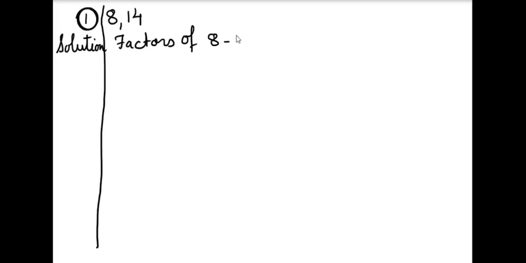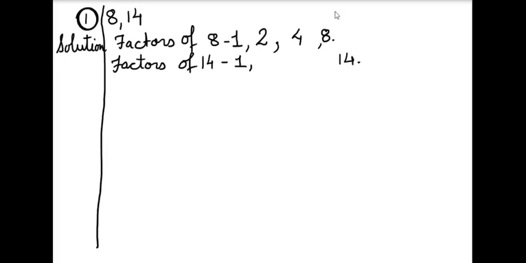Now, will it come in 2's table? Yes. 2 fours are 8. Next, 3's table? No. Means only in these 4 numbers we will get 8. Now, next we are going to find factors of 14. So, factors of 14 are, first will be 1 and the last one will be 14. Means it will come in 1's table and it will come in 14's table.